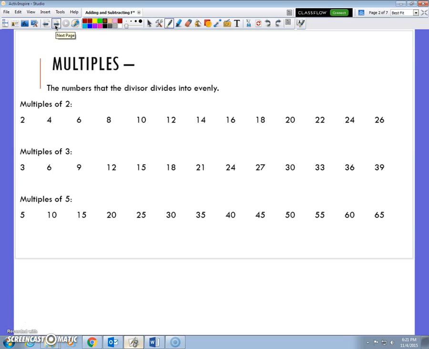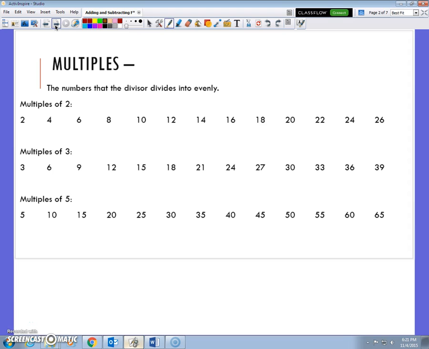We're going to go back all the way to the basic roots, the littlest part of the entire thing: multiples. That's what it all comes down to. Even though we're adding and subtracting, it all comes down to multiples. Basically, what a multiple is, it's a number that you can divide into, or whatever number it is, you can multiply to get another number.